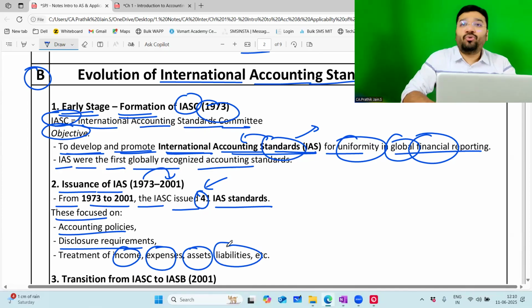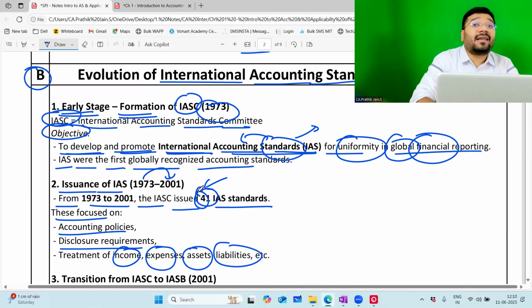Like now we have AS2. AS2 talks about the valuation of inventory. AS9 talks about how the revenue needs to be recognized. So like that, for each and every item, they came out with the standards. That is called International Accounting Standards. So how many numbers totally? 41.